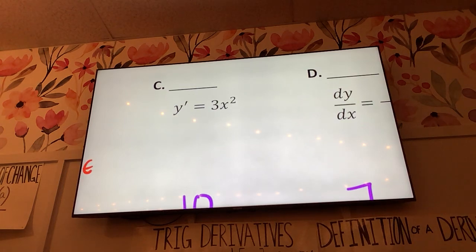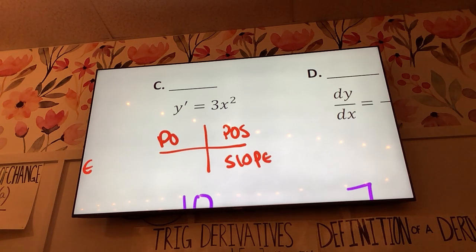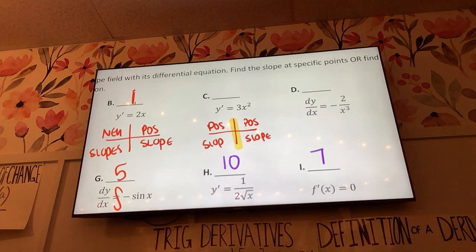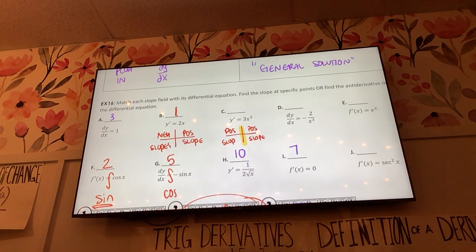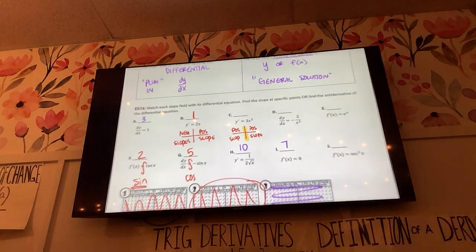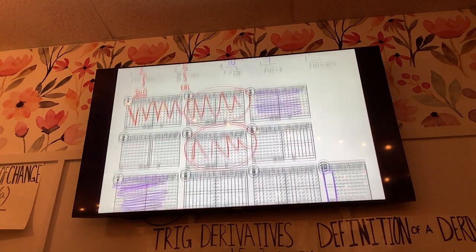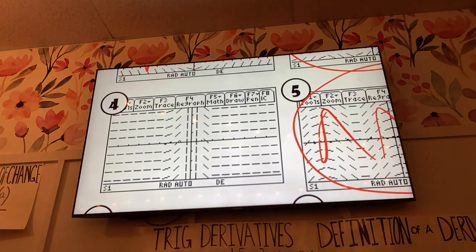Now on C, when you plug in positive numbers, what's your slope? Positive. When you plug in negative numbers, what's your slope? Positive. And when you plug in 0, what's your slope? 0. So at 0, I should have 0. So which one looks like that? 4. Oh, wait, sorry, I don't know what I was looking at. So the problem with 4 is that at 0, it's not horizontal.